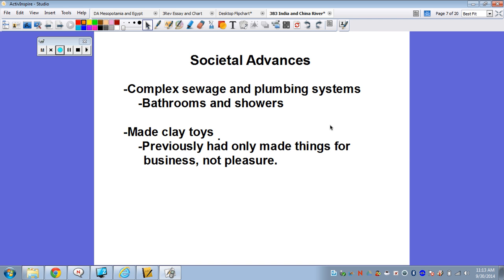More societal advances. Another big one is complex sewage and plumbing systems. We're going to see our first bathrooms, our first baths. Not quite showers per se like we know them today, but they were able to go into a bathroom or pour water over themselves and clean themselves, and the water would go through the plumbing and the sewage system outside of the city. Relatively clean, not up to modern day standards, of course, but these are going to be the first bathrooms and showers and baths that we see in society.